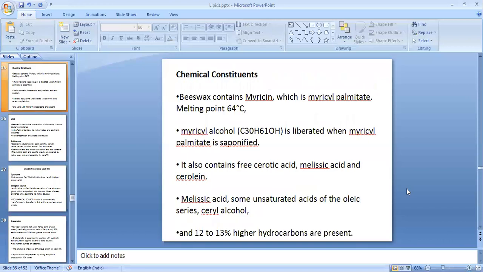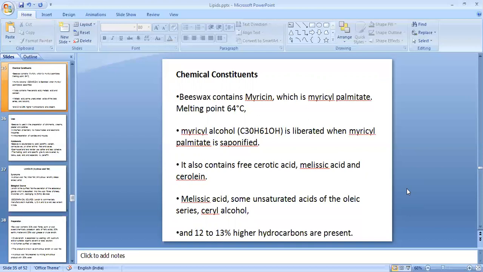And next, when you come to the chemical constituents of beeswax, it contains the ester which is called myricin, otherwise called myricyl palmitate. That is, it is an ester of myricyl alcohol with palmitic acid, which has a melting point of 64 degrees Celsius. The myricyl alcohol is liberated when myricyl palmitate is saponified, or when it is boiled with alcoholic KOH, that is, the ester myricyl palmitate is broken down to myricyl alcohol and palmitic acid.